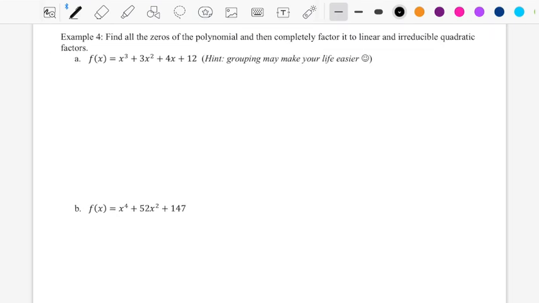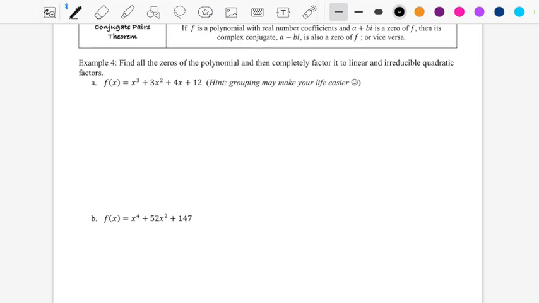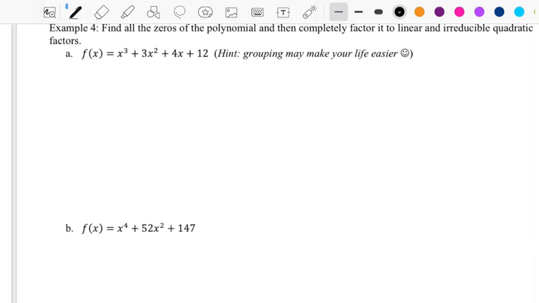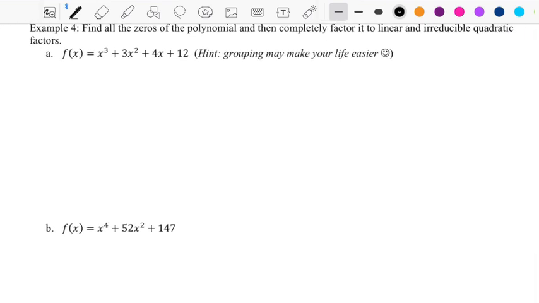With these examples, some of them it makes sense to use quadratic formula. Others it makes more sense to factor. It just depends on the problem. So let's go ahead and jump into example 4. Grouping will absolutely help us here, because this leaves us with x squared multiplied by x plus 1 plus 4 times x plus 3. Oh, oops, that should be a 3 too. I'm sorry. So then we can get that x plus 3 multiplied by x squared plus 4.